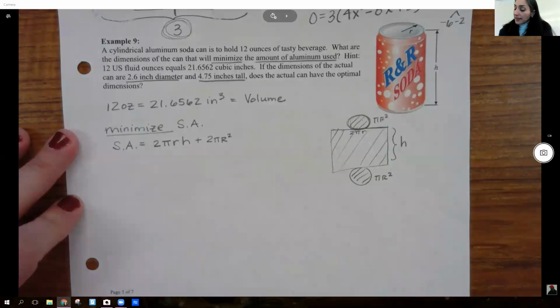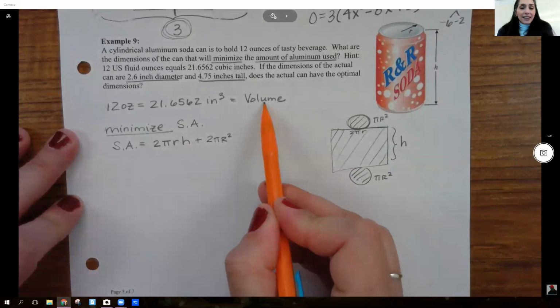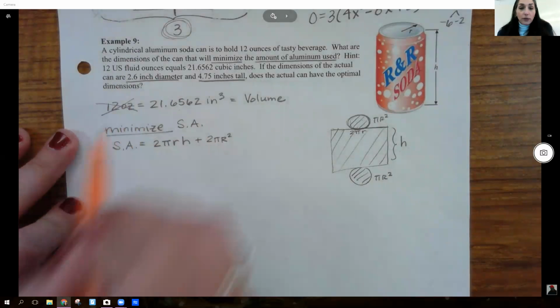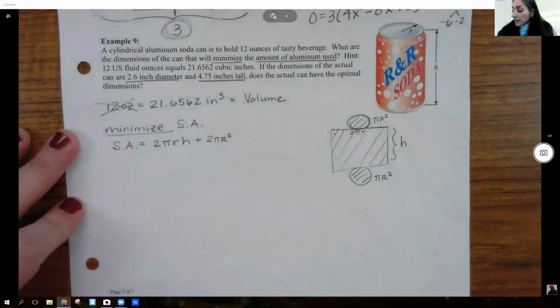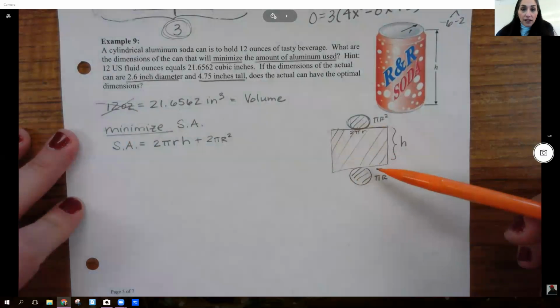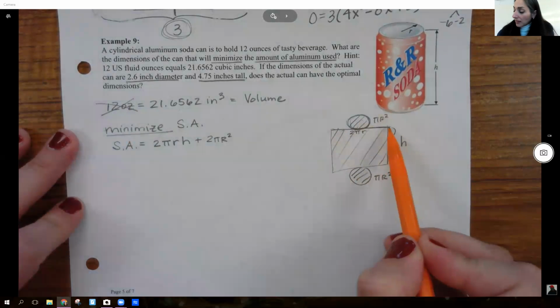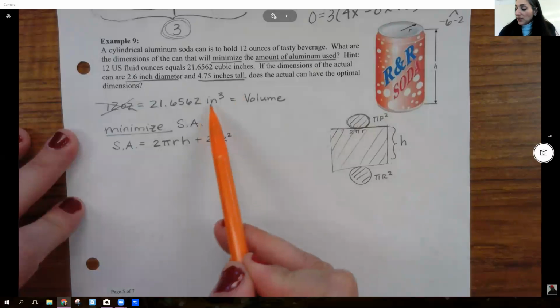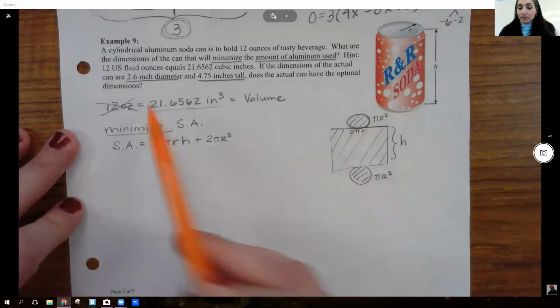Okay, so that takes us back to volume. They give us some information about the volume. They tell us that it's 21.6562 cubic inches. You can't use the 12 ounces in this problem because our dimensions for our surface area are also in inches. Like we're assuming length and stuff like that for these. So ounces is liquid measure. We can't mix and match our units of measure. So that's why they gave us this information right here.